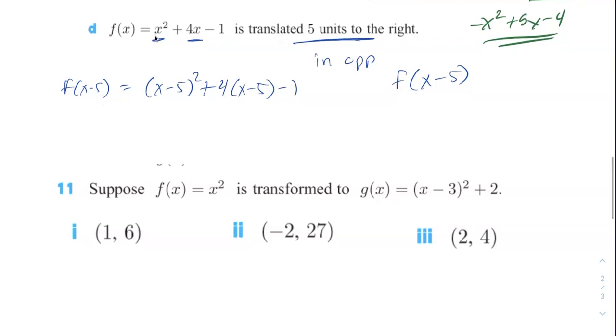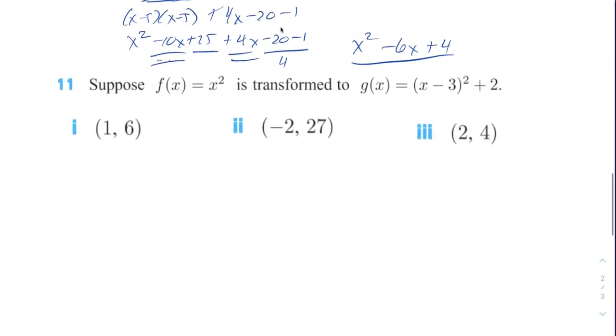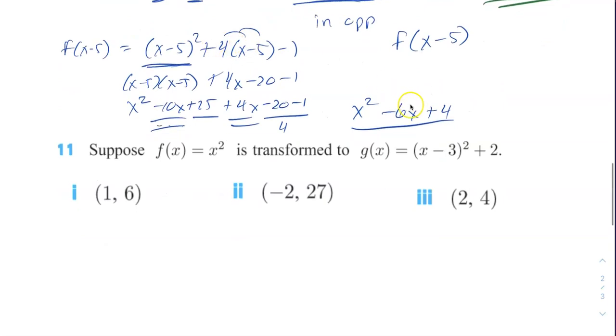Then you simplify it. Let's simplify that. (x minus 5) times (x minus 5) plus distribute 4x minus 20 minus 1. This gives me x squared minus 10x plus 25 plus 4x minus 20 minus 1. Add up like terms. 25 minus 21 is 4. Add these two up. So I get x squared minus 6x plus 4. Is what that thing looks like translated 5 units to the right. So stuff like that. I'm actually not sure if they wanted this or this.